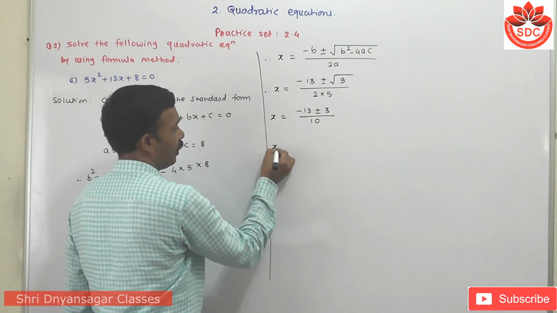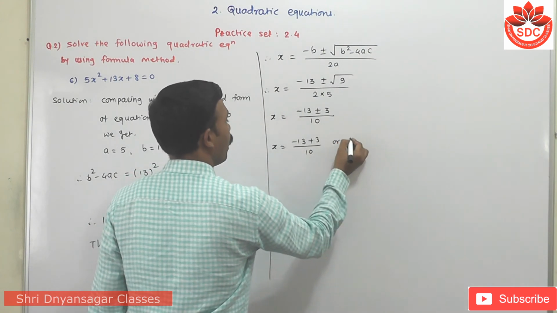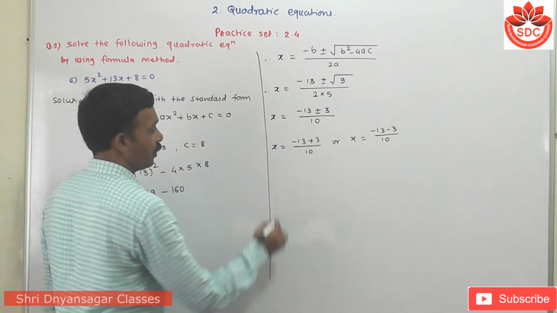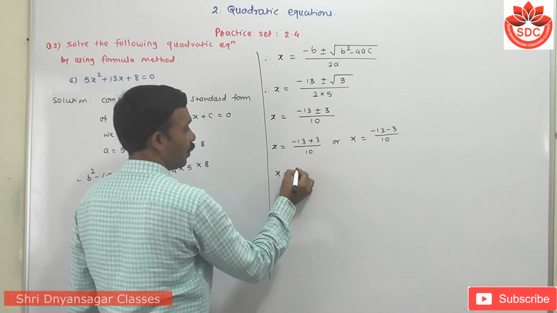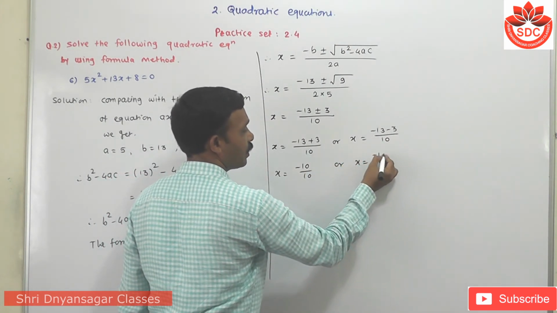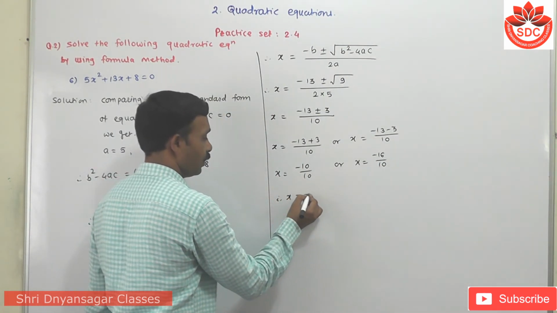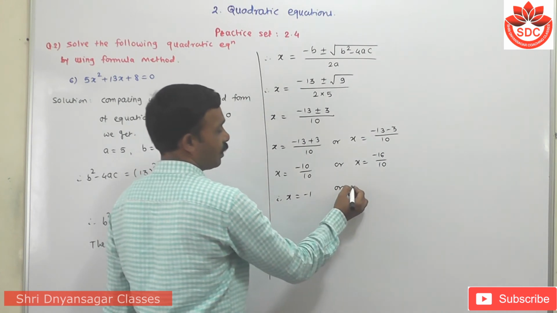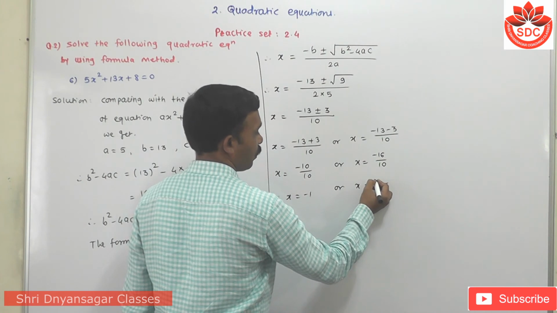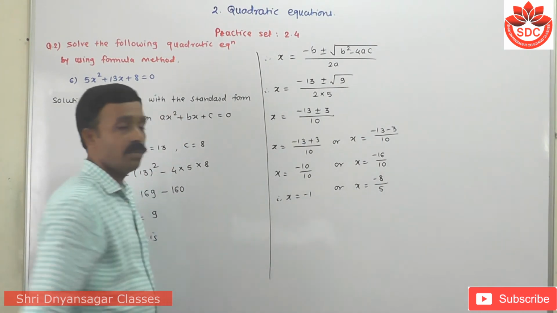Then we write 2 times minus 13 plus 3 upon 10, or x is equal to minus 13 minus 3 upon 10. Then x is equal to minus 10 upon 10, or we can simplify it. Therefore x is equal to minus 1, or here we can simplify by 2. We get that 2 5s are 10, 2 8s are 16. So minus 8 upon 5 is the root of the given quadratic equation.